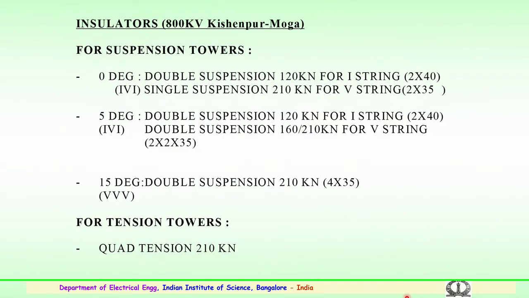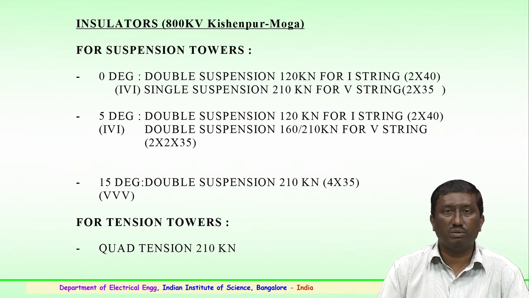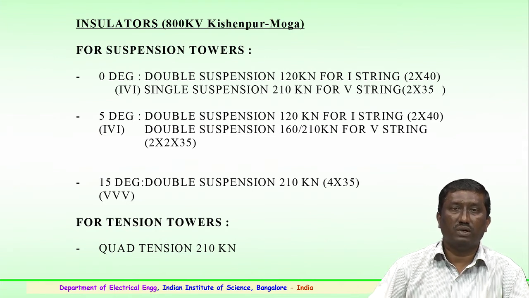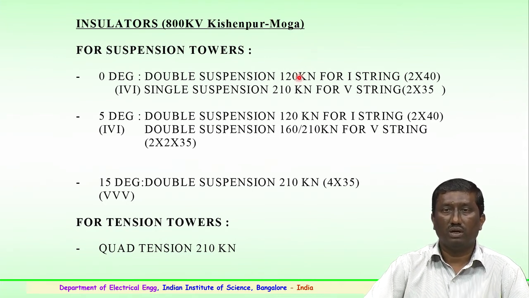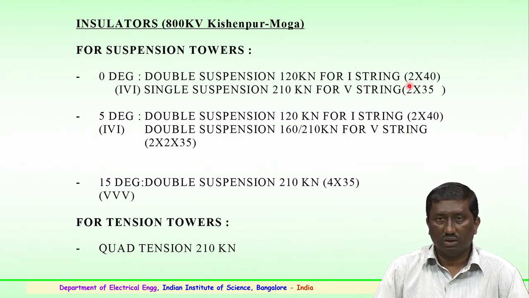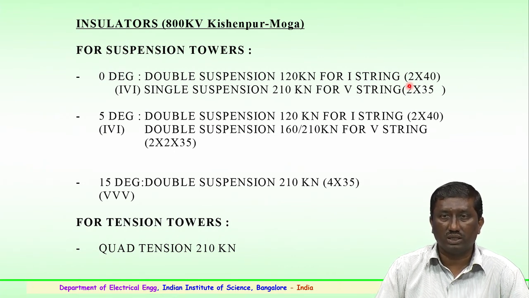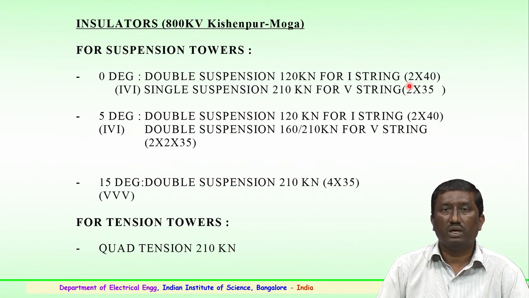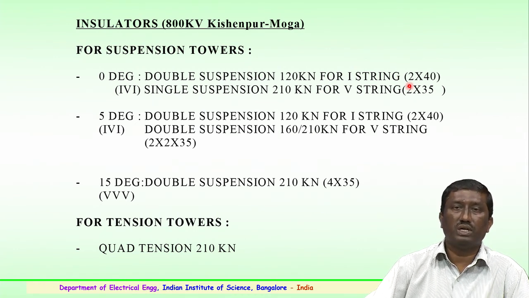So, what type of insulators were employed for the 800 kV? For suspension towers, we have two types, one is a suspension arrangement and one is a tension arrangement. For suspension, they have used 120 kilonewton for an I string or a pilot string consisting of 2 into 40, that is 40 insulators in parallel, 2 I strings of 40 number, that is 80 insulators. For a double suspension, it is 2 into 40.